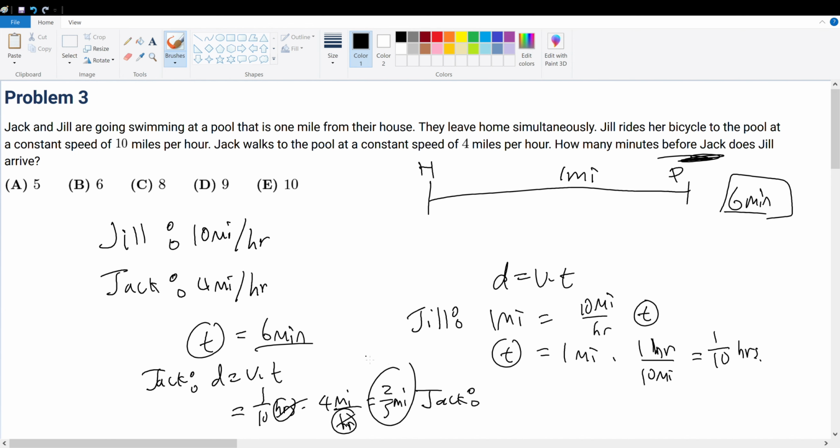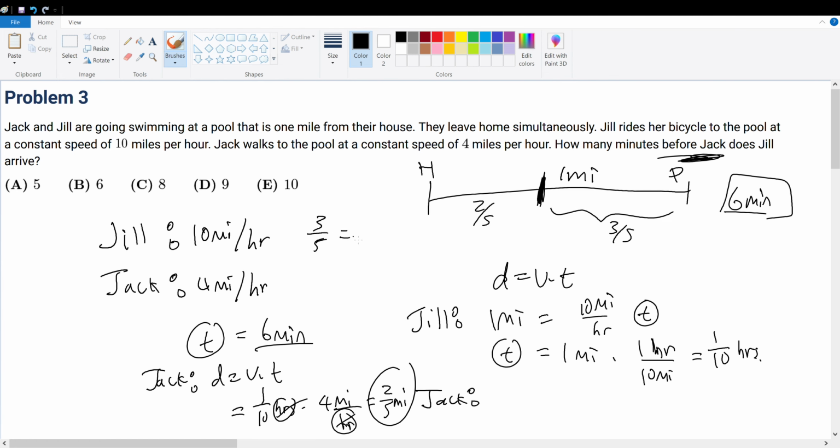2 over 5 miles would mean that he is roughly 40% of the way, so he would be roughly right here. And what is the time needed to travel this remaining gap? That would be our answer. Well, if this is 2/5 of a mile, then this is 3/5 of a mile. So how much time does Jack take to travel 3/5 of a mile?